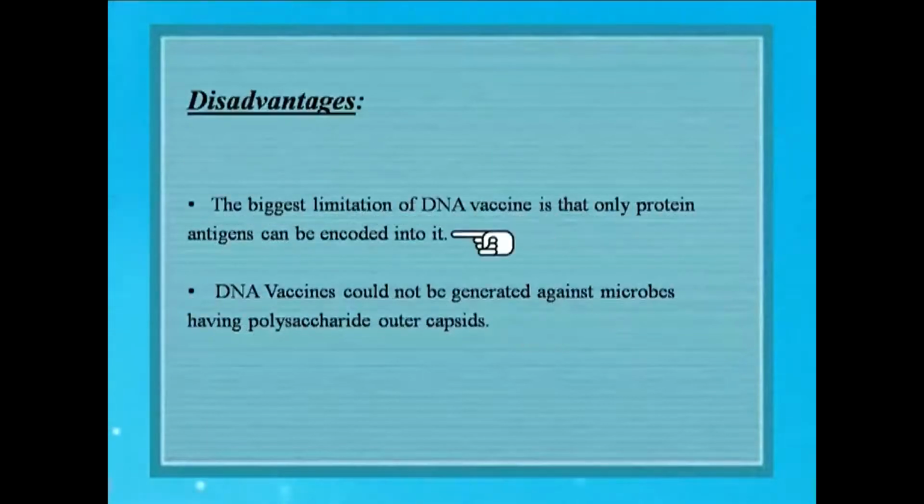Now, the biggest disadvantage of DNA vaccine is that only protein antigens can be encoded in the DNA molecule. Many organisms have an outer capsule made of polysaccharides, and polysaccharides cannot be coded in a gene. So, a DNA vaccine could not activate the immune system against microbes having polysaccharide capsules.